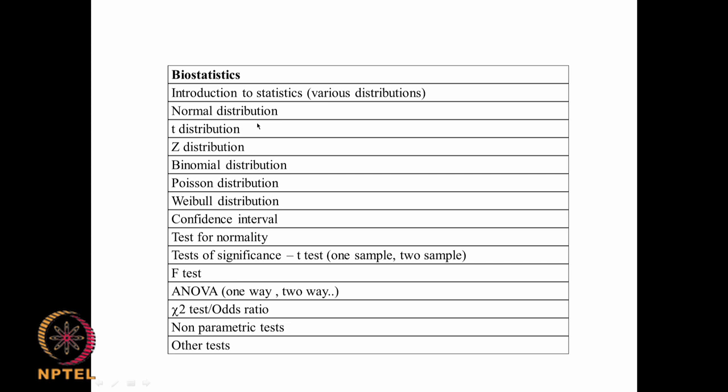In biostatistics, we are going to look at a large number of distributions like the binomial distribution, Poisson distribution, Weibull distribution, t distribution, Z distribution, normal distribution, and so on. Then we are going to look at confidence intervals, tests for normality, tests of significance, and different types of tests: t-test, f-test, ANOVA. Under t-test you have the one sample t-test and two sample t-test, and we are also going to look at the chi-square test or chi-square distribution.